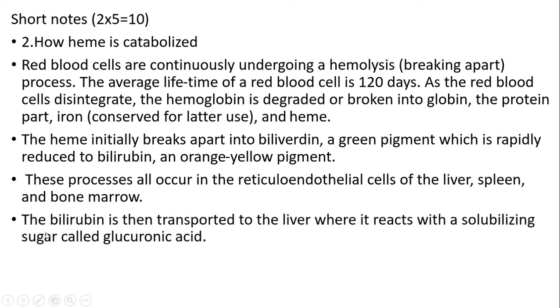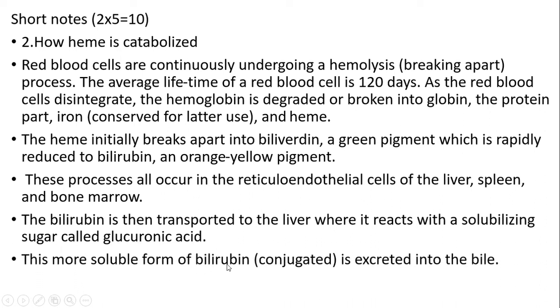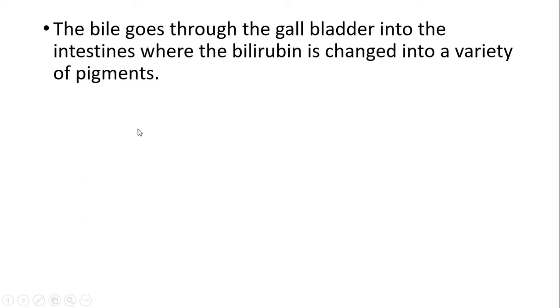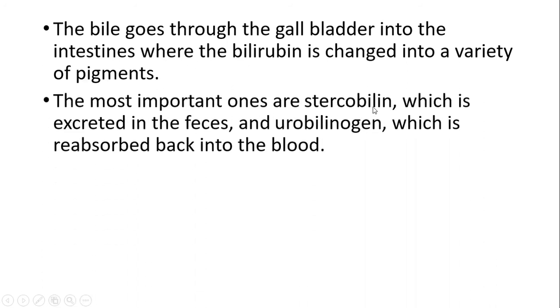The bilirubin is then transported to the liver, where it reacts with the solubilizing sugar called glucuronic acid. The most soluble form of bilirubin, that is conjugated, is excreted into the bile. The bile goes to the gallbladder into the intestine, where the bilirubin changes into the bile pigments. The most important one is stercobilin, which is excreted in the feces, and urobilinogen, which is reabsorbed back into the blood.